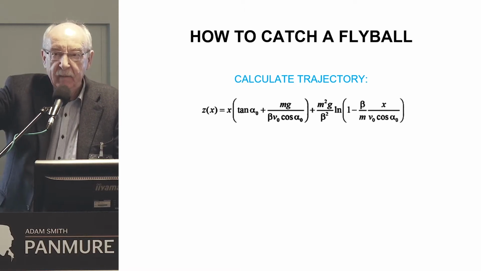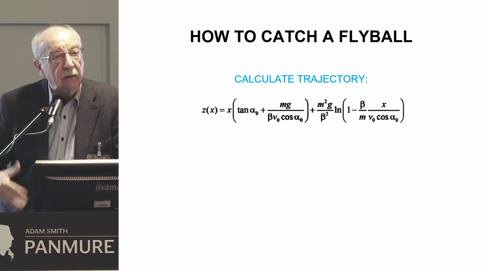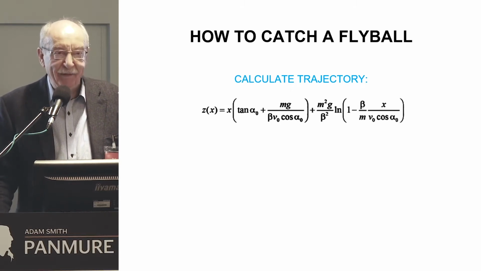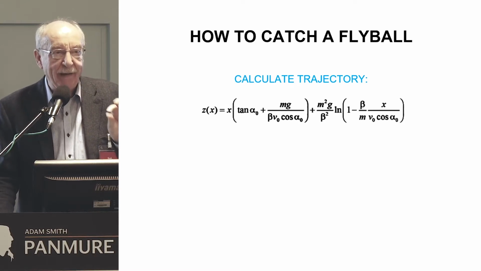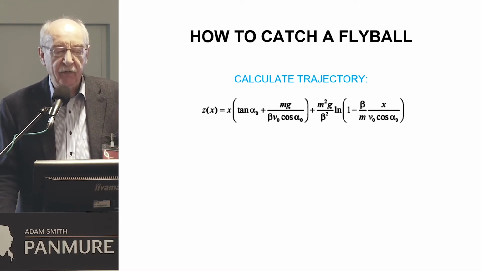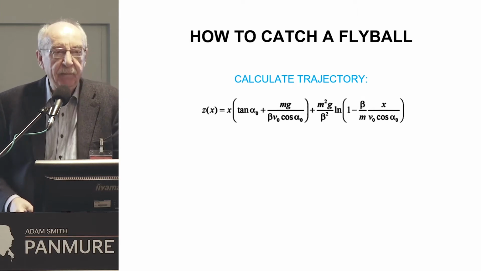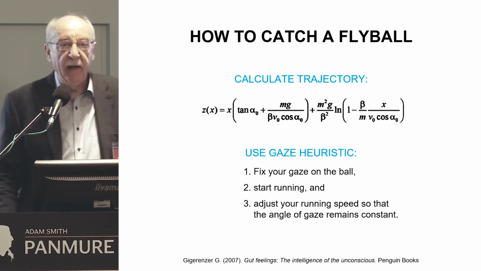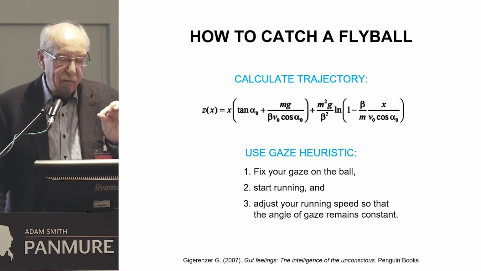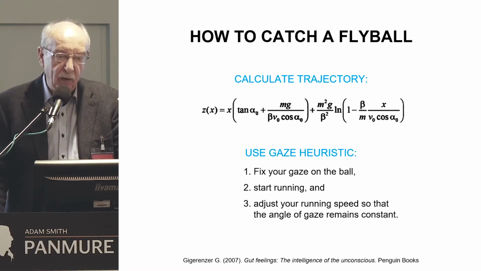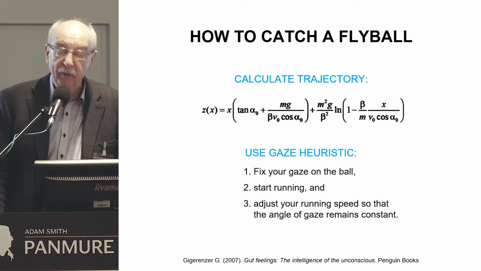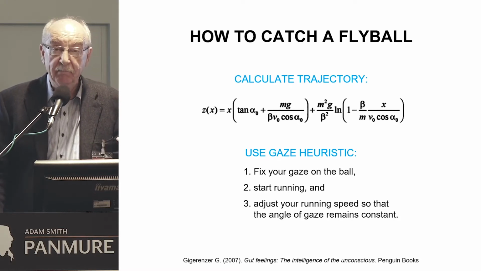But nevertheless. Now, the alternative is to study how real players actually make this decision of where to run. There are a number of studies, and they find that players do not even try to calculate the trajectory, but rely on adaptive heuristics. I'll show you the most simple one, which is the gaze heuristic. It has three steps. First, fix your gaze on the ball. Second, start running, and then adjust your running speed so that the angle of gaze remains constant.